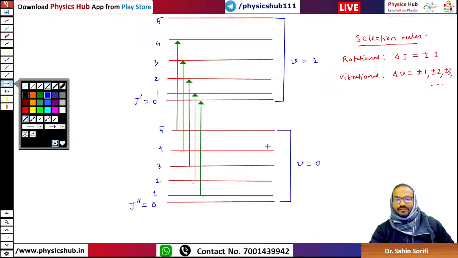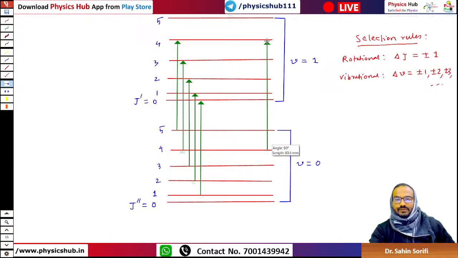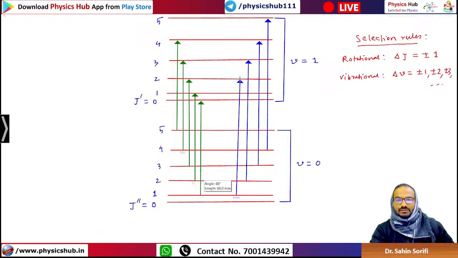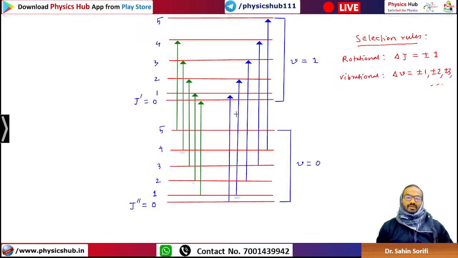Now let's say 4 to 5. What is the change? Plus 1. 3 to 4, plus 1. 2 to 3, plus 1. 1 to 2, plus 1. 0 to 1, plus 1. Will there be other transitions?